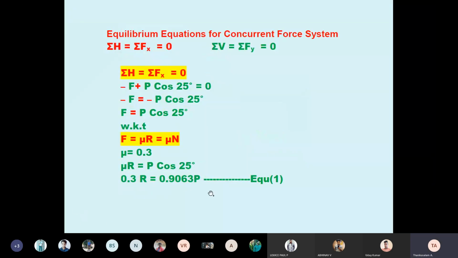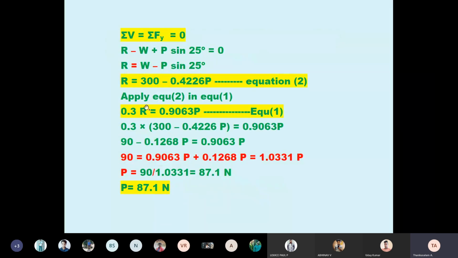So what am I doing? R value from equation 2 apply in equation 1. See here. Already we have equation 1, 0.3 into R equal to 0.9063 P. So you take out R, therefore 0.3, what is the R value? 300 minus 0.4226 P equal to 0.9063 P. So you multiply 0.3, you have to multiply in all here. 0.3 into 300, 0.3 into 0.4226, 0.1268 P.